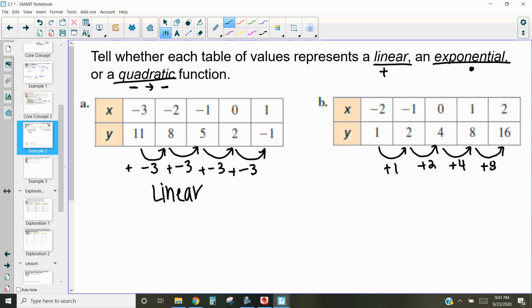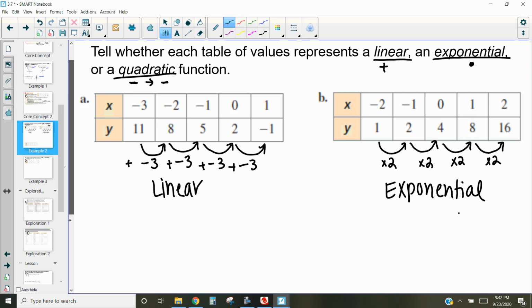Okay, so it doesn't seem like it's adding the same thing, but could I try multiplying the same numbers? Let's try that. How do I go from 1 to 2? Well, that's times 2. 2 to 4 is times 2. 4 times 2 equals 8. 8 times 2 equals 16. Notice how we're multiplying by that same constant. So that means this one has to be exponential. And notice how the first time I tried adding them and it didn't work. If I try adding them and they seem to vary, always try to add first and then multiply. And then if it doesn't work, then try finding the difference between those two.